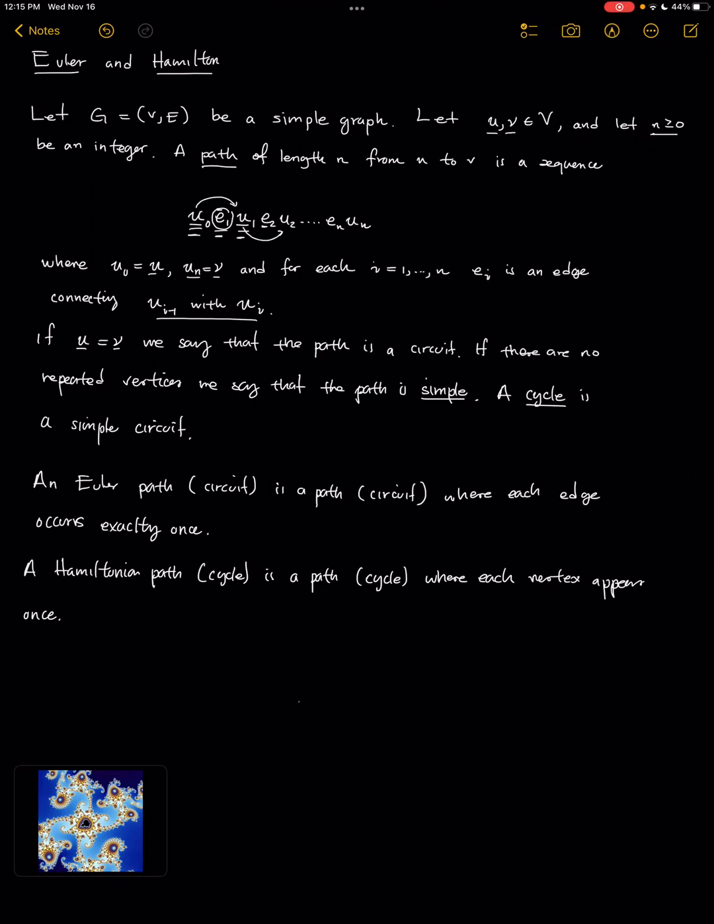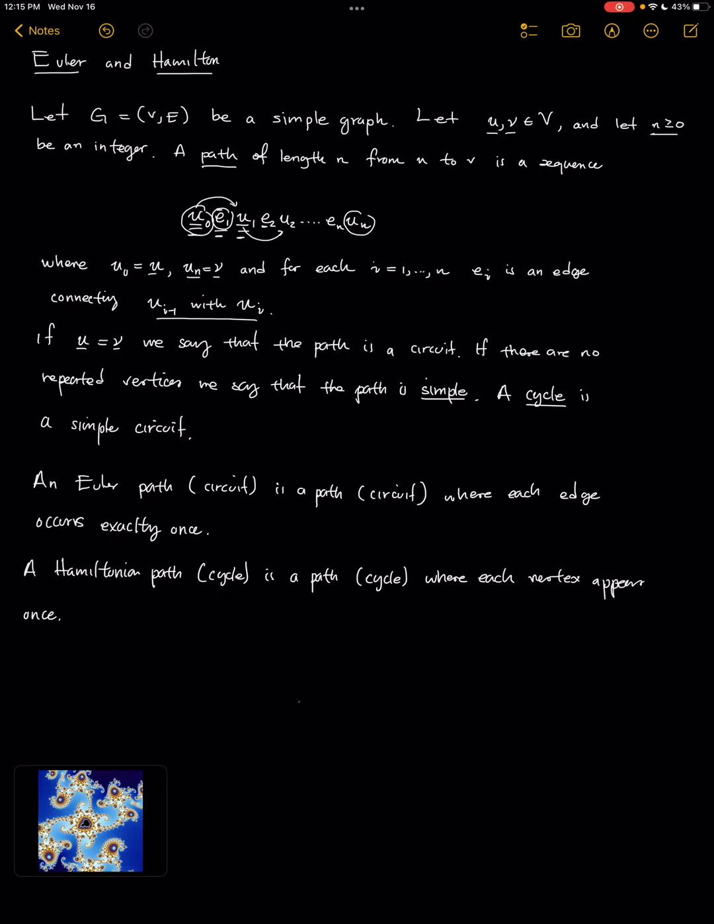We would say that if the first element of the sequence and the last element of the sequence are equal, then the path is a circuit. Essentially, we are just returning to the same place. Whenever there are no repeated vertices, we would say that the path is simple. And on top of that, a cycle is a circuit that has no repeated vertices, except possibly for the first and last.